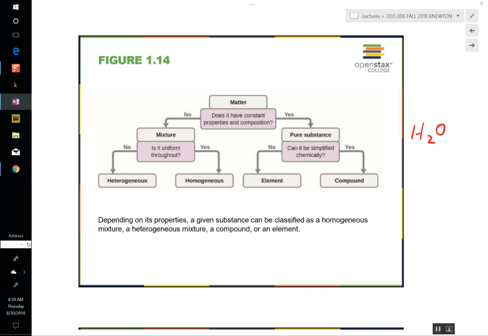So let's put in air here. Air is a homogeneous mixture of nitrogen, about 80%, and oxygen, about 20%. There's a little bit of carbon dioxide and some other things in air, but those are the major components of air, and it is uniform. If I took a sample of air in that corner of the room and another sample of air in that corner of the room, it's basically going to come up with the same composition.